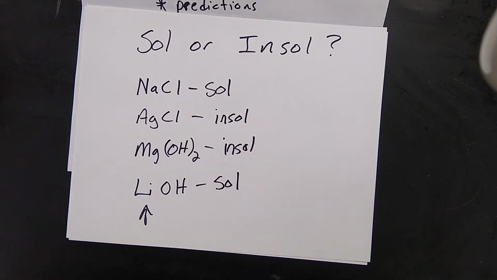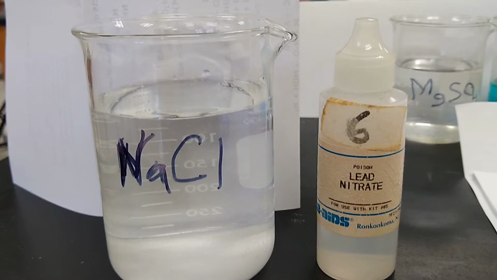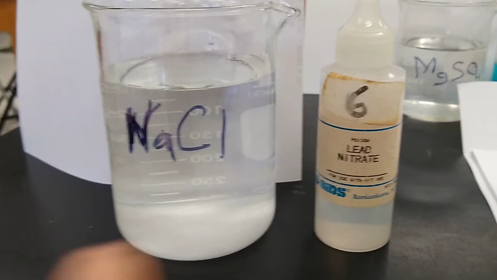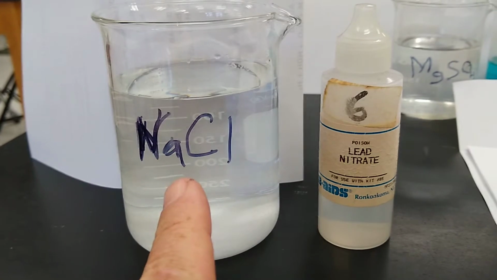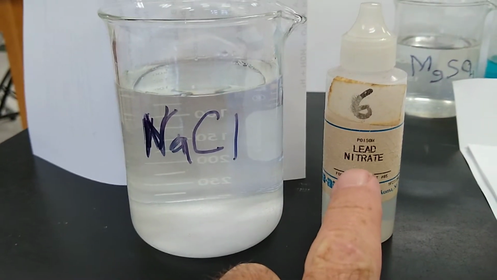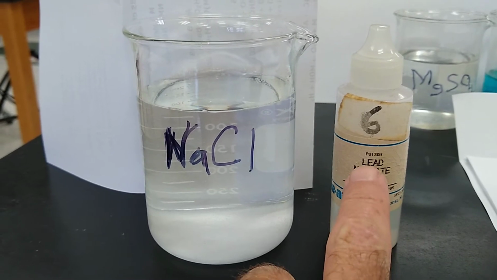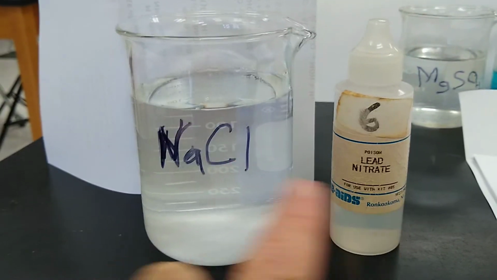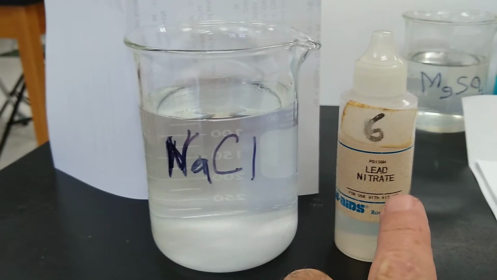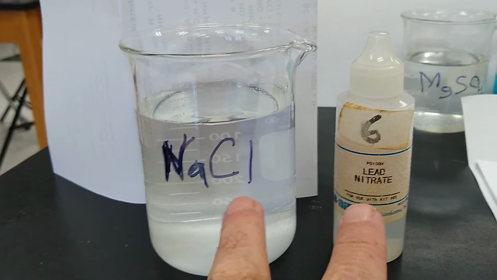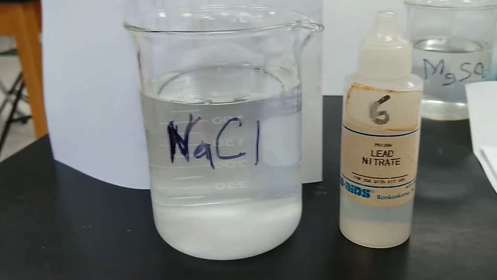Now we've gotten that out of the way. Let's talk about mixing these two chemicals. We've got some sodium chloride and some lead nitrate. We're going to call this lead 1 nitrate because this bottle is incorrectly labeled. Sodium chloride and lead nitrate. Let's mix these two and see if they're going to make a precipitate.